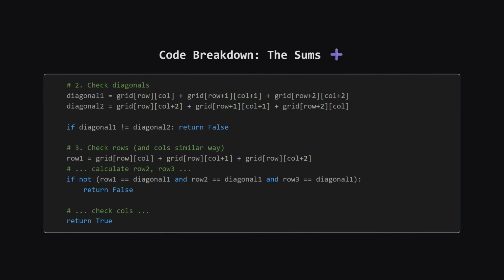Once we know the numbers are valid, we verify the sums. We calculate the sum of the first diagonal and the second diagonal. If they aren't equal, we stop right there. If they match, we check the 3 rows and the 3 columns. If every single one of these sums equals our diagonal sum, then congratulations, we have found a magic square.